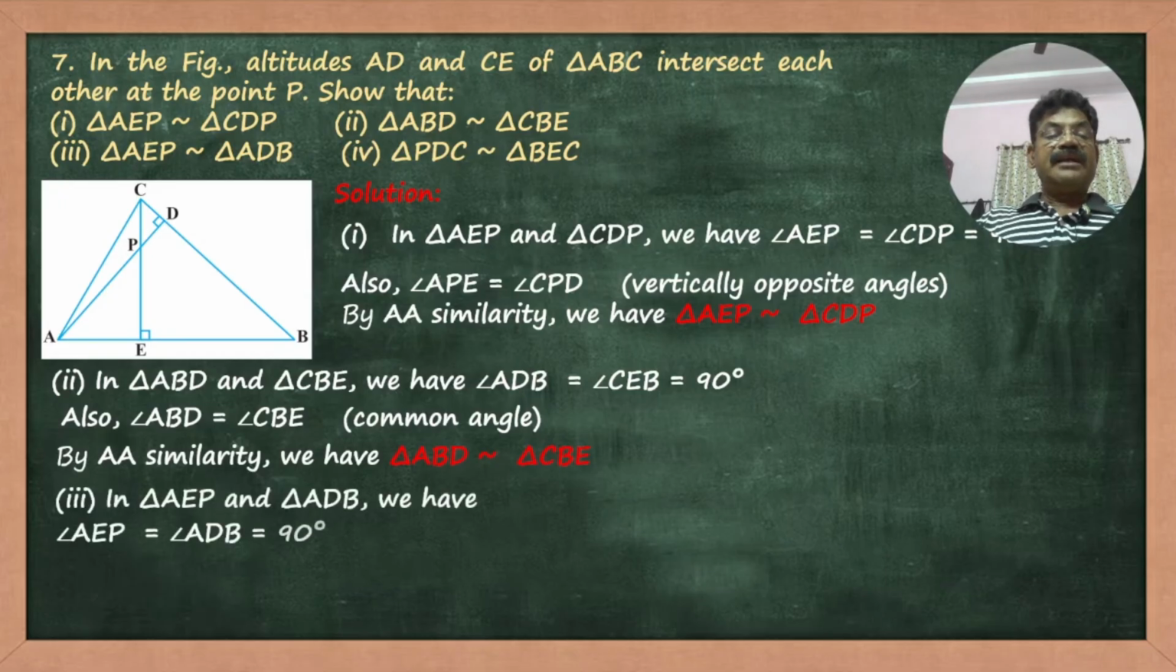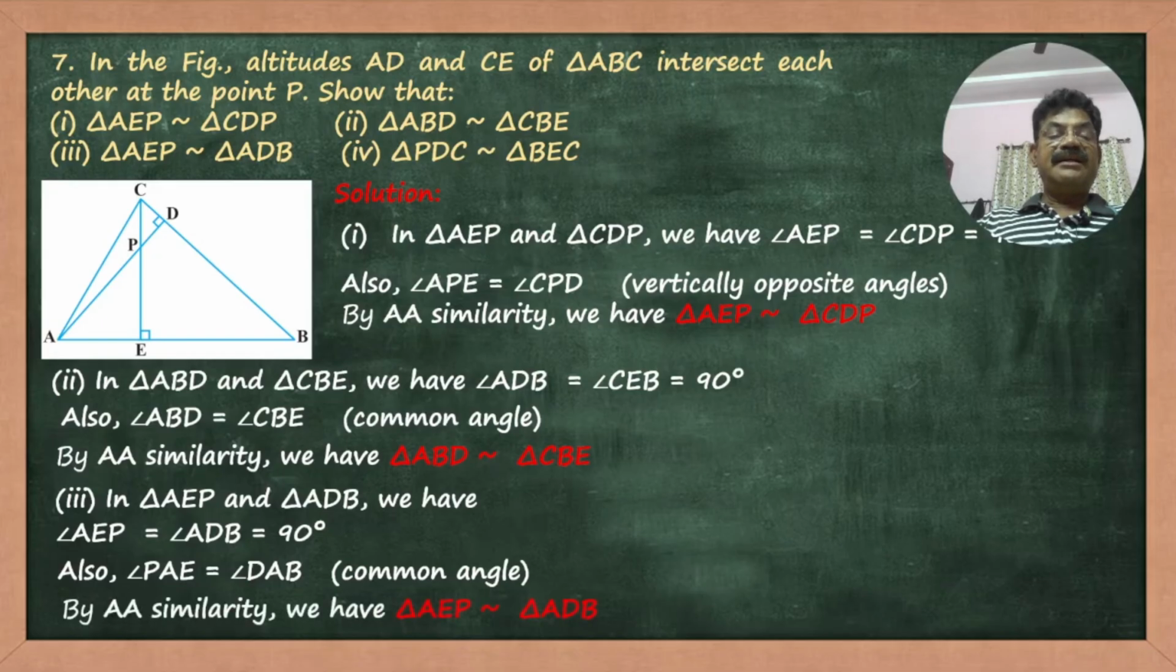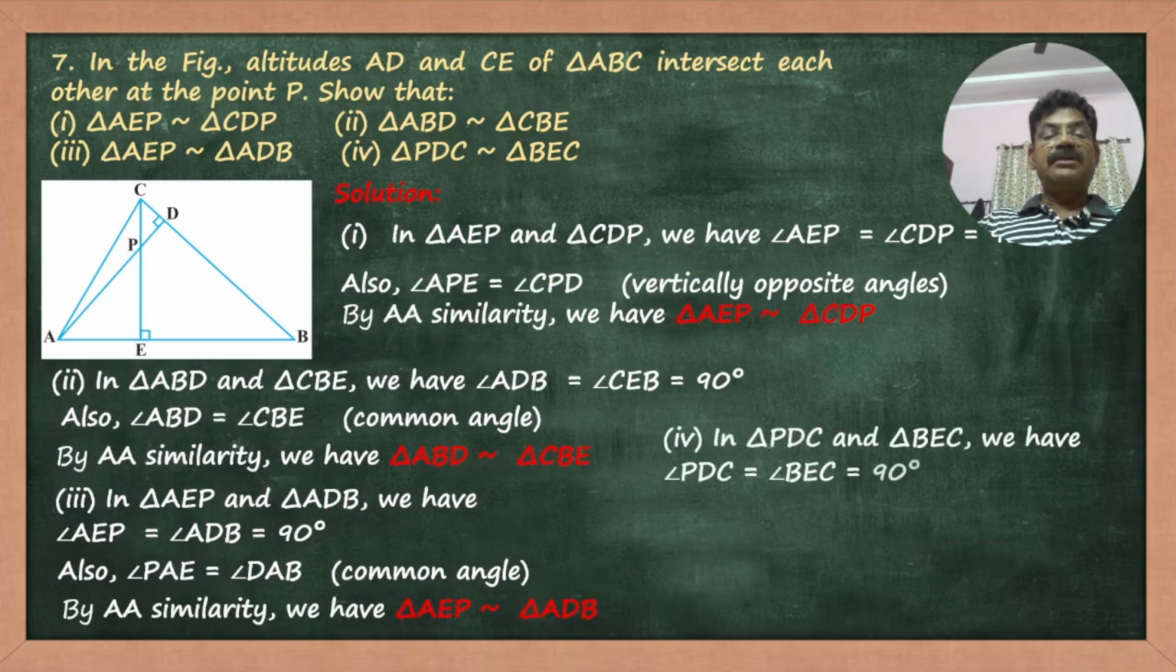That problem. In triangle AEP and triangle ADB, we have angle AEP is equal to angle ADB is equal to 90 degree. Also, angle PAE is equal to angle DAB, common angle. So, again by AA similarity, we have triangle AEP is similar to triangle ADB. Fourth problem.